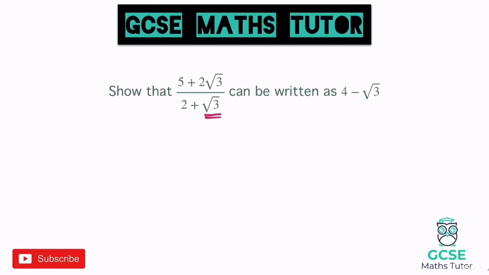So what you do when you've got this on the bottom is you times it by the denominator still, but we change this little sign here. Whatever that sign is, we're going to flip it to the opposite. So we're going to times it by 2 minus root 3. Always write that down, okay, because you do get marks for these elements of your working out.